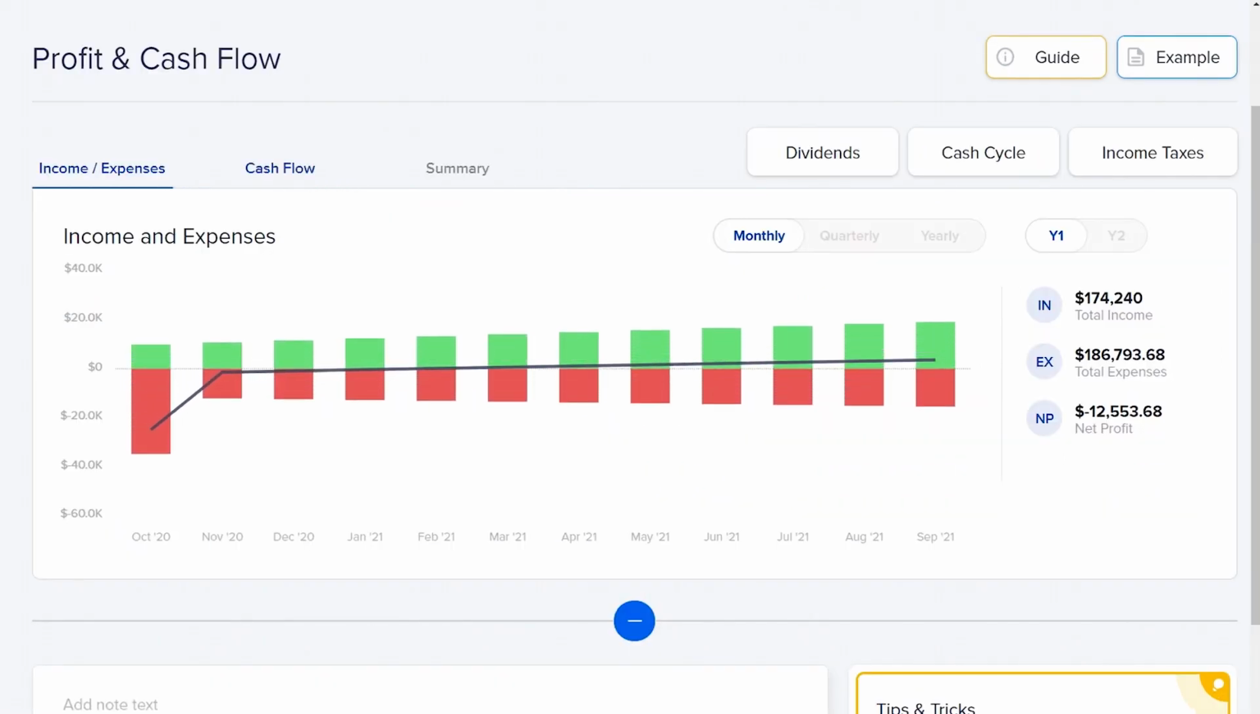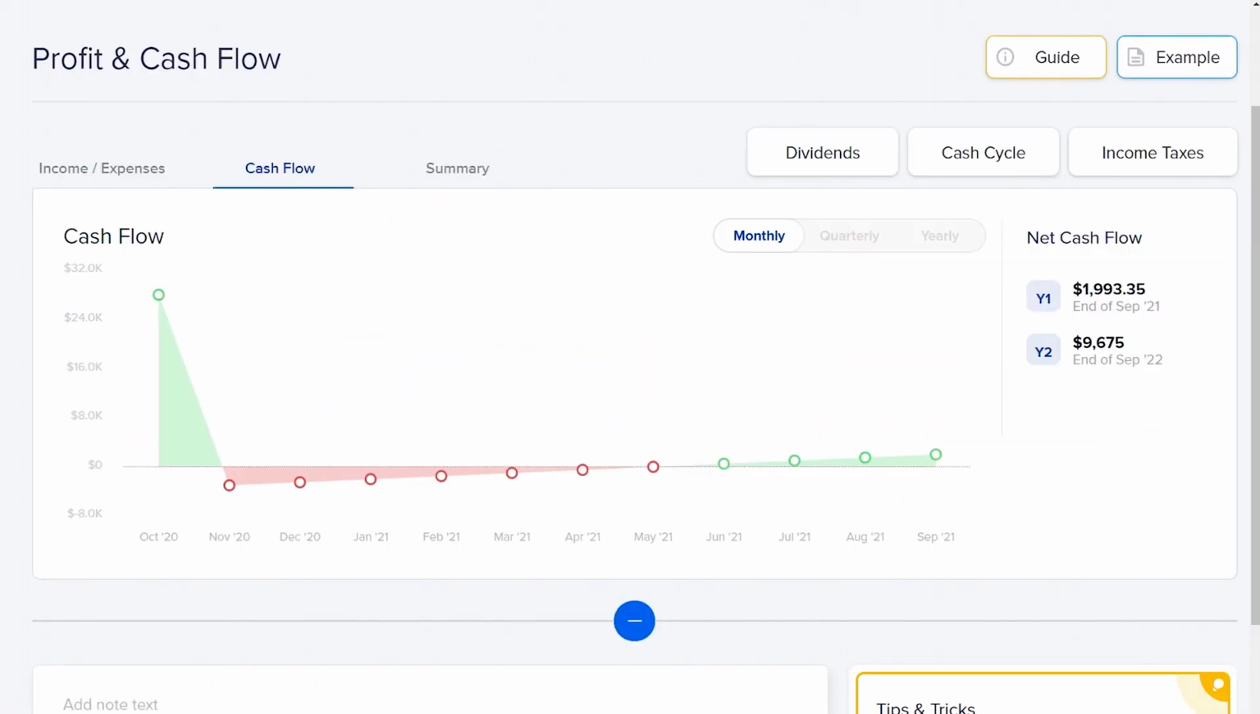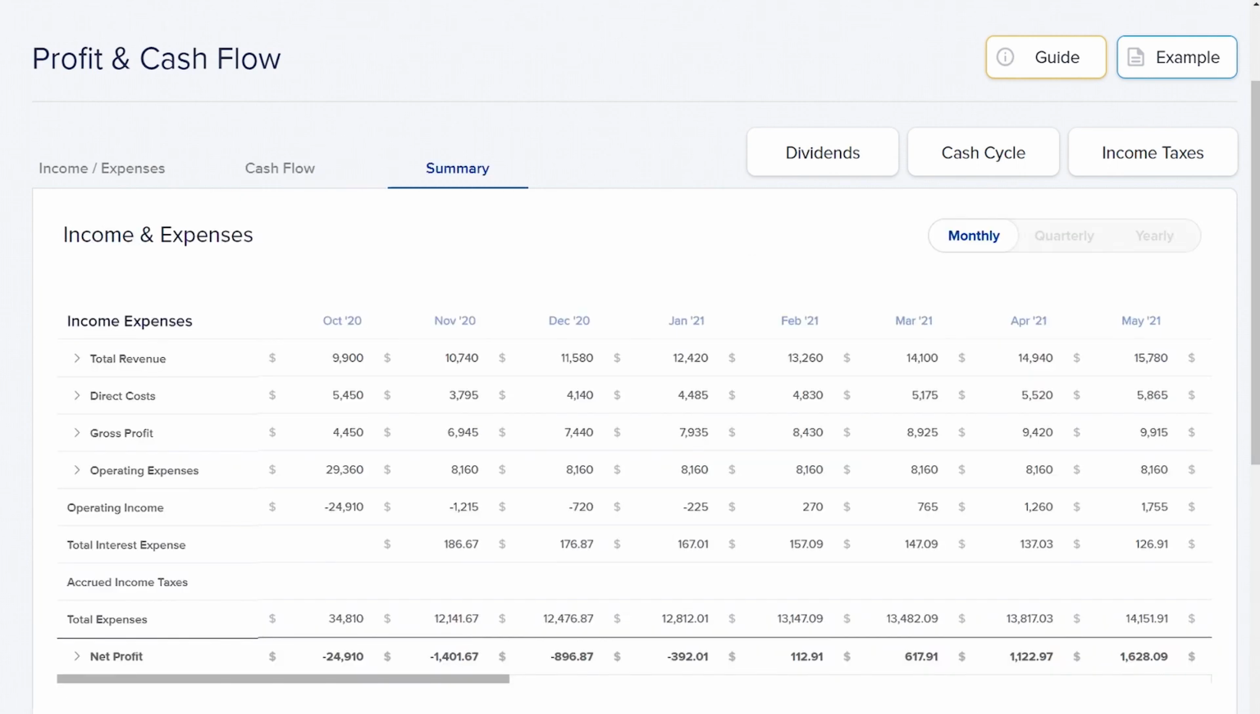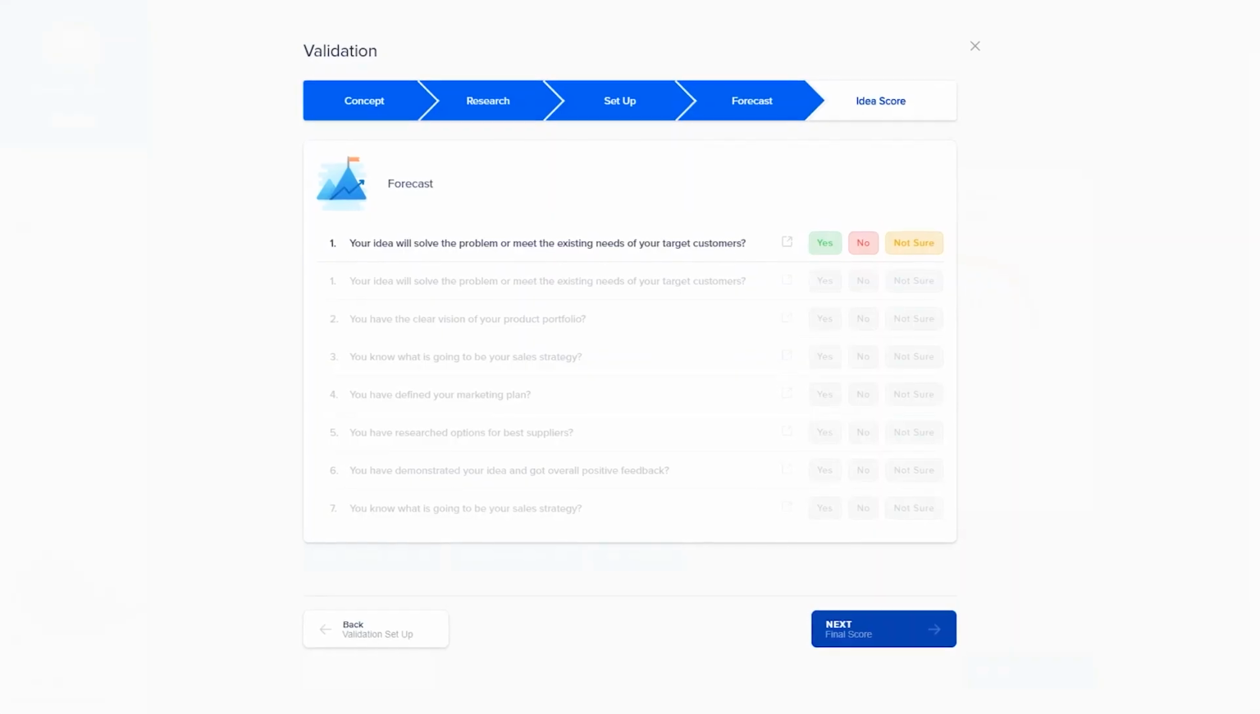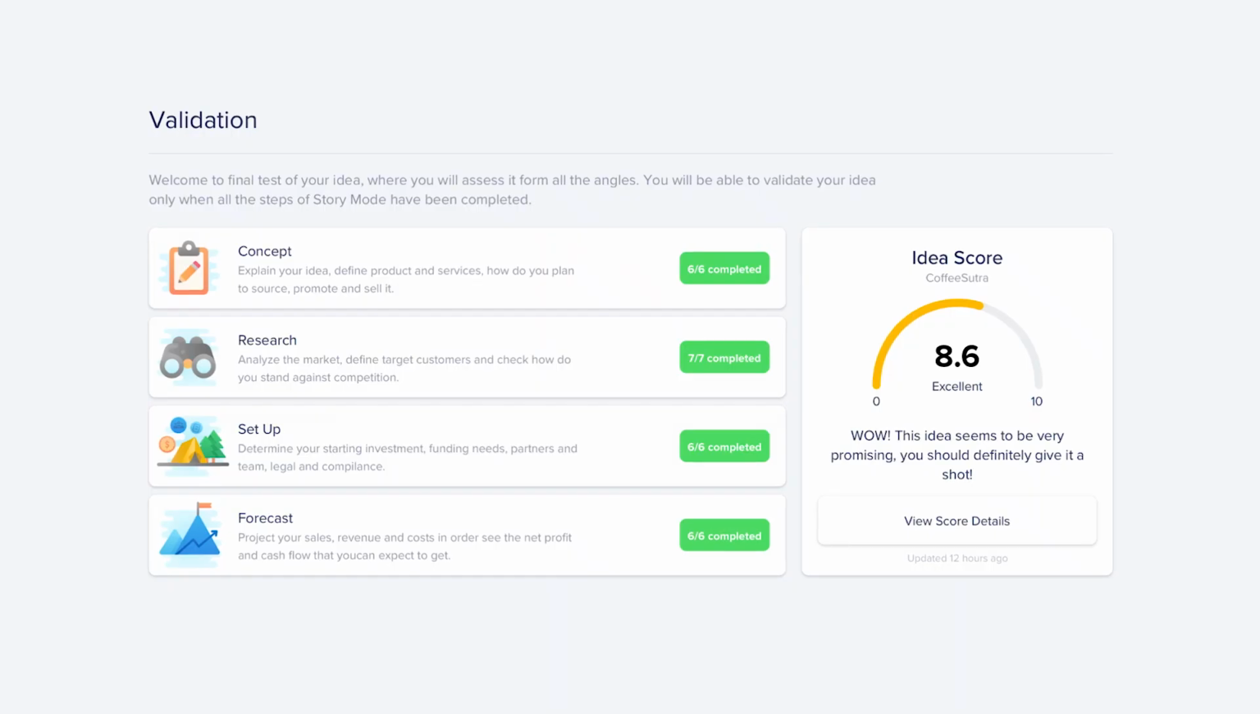After all of that, we'll calculate profit margin, cash flow, and other financial metrics for you, which you can compare to industry standards. In the final story chapter, you will take the test and get a score based on all the previous steps.